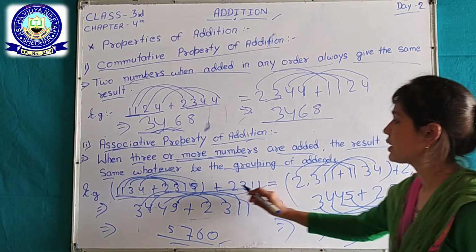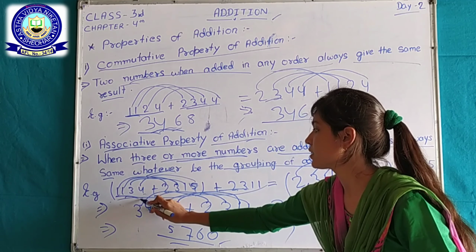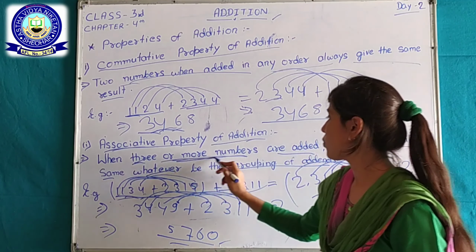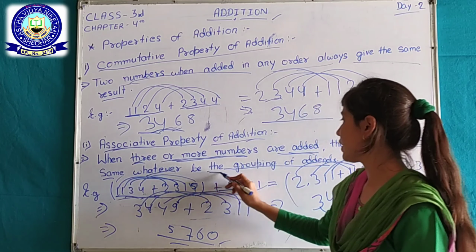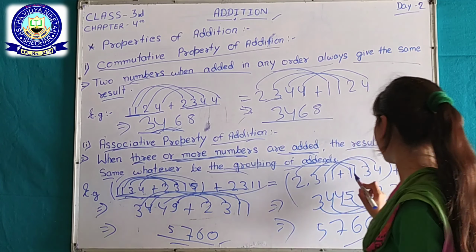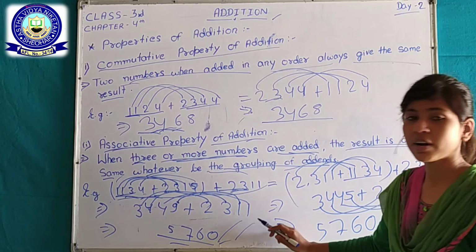In the associative property, it does not matter what the grouping of these addends is. So in the associative property, when 3 or more numbers are added, the result is always the same, whatever be the grouping of addends. कोई फर्क नहीं पड़ता कि ये नंबर यहाँ लिखा है या फिर ये नंबर यहाँ लिखा है, ये फर्स्ट में और ये लास्ट में है, रिजल्ट हमेशा क्या होगा, सेम होगा.